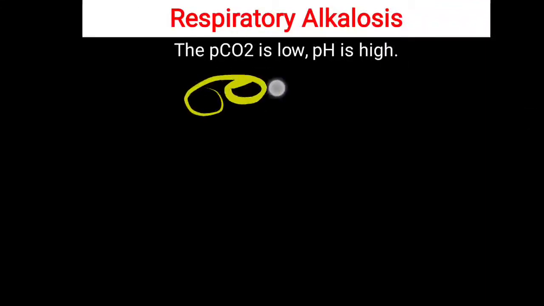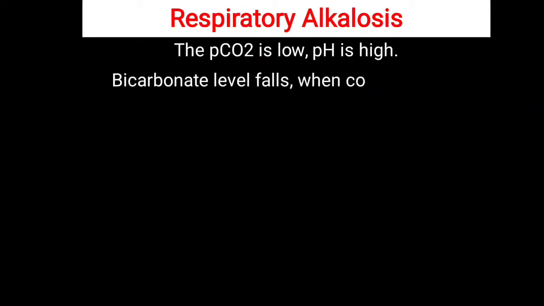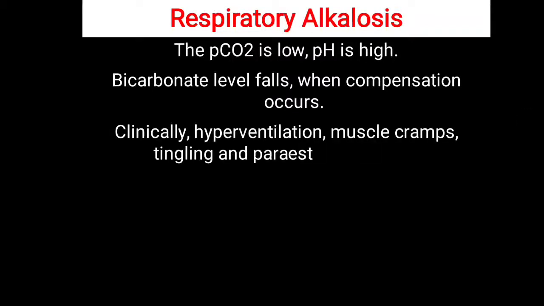Further, in respiratory alkalosis, the partial pressure of carbon dioxide is low, and that leads to a high pH. Bicarbonate level will also fall when compensation occurs. When respiratory alkalosis is there, as compensation the bicarbonate level will fall to maintain pH near 7.4. So what is the clinical picture of respiratory alkalosis? The patient will typically have hyperventilation. Sometimes muscular cramps, tingling and paresthesia, meaning altered sensation over the hands and feet, are also observed.